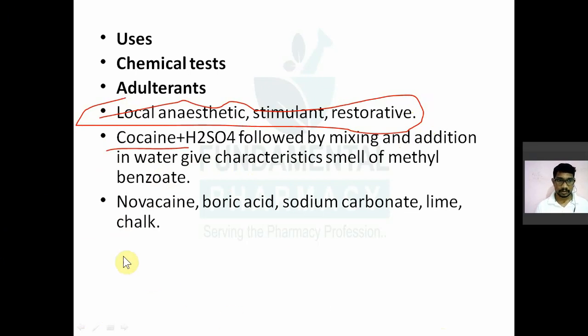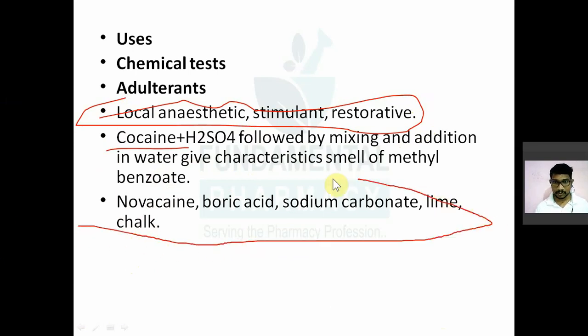Novocaine, boric acid, lime and chalk. This powder is used as a substitute for cocaine. The cocaine powder is substituted with boric acid powder, sodium carbonate and chalk.